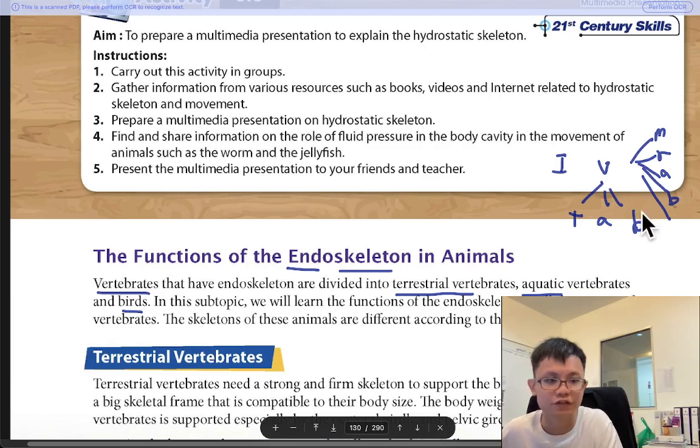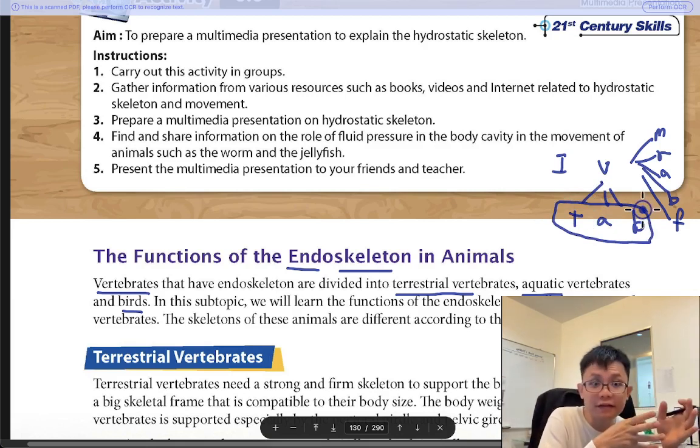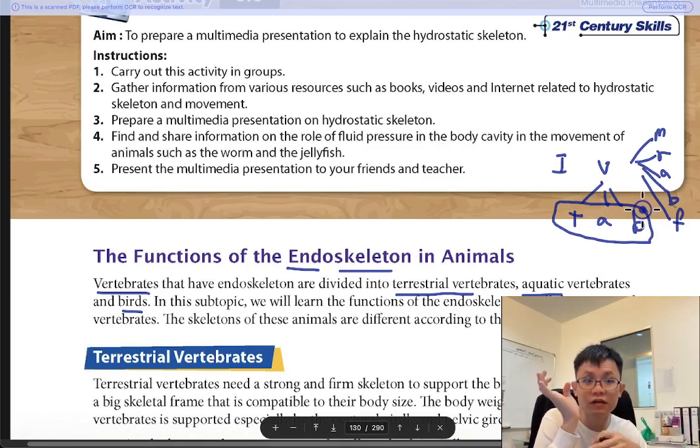And one more is fish. Okay, so we have fish. So it depends, but for the bone part, it is divided into terrestrial on the land, in the water, and in the air for the bird.